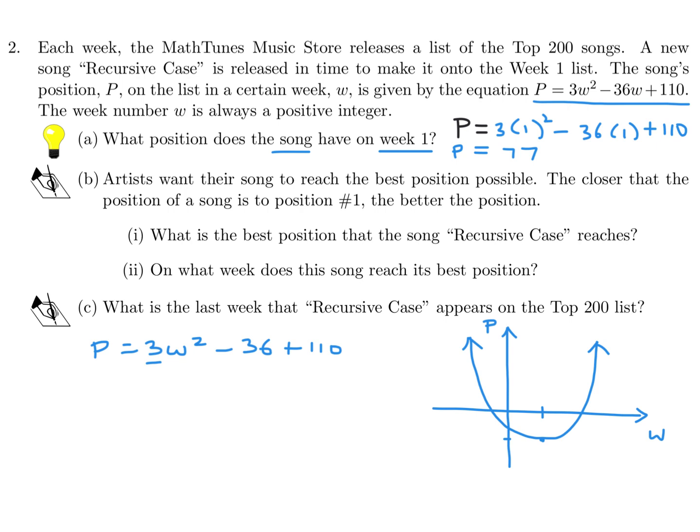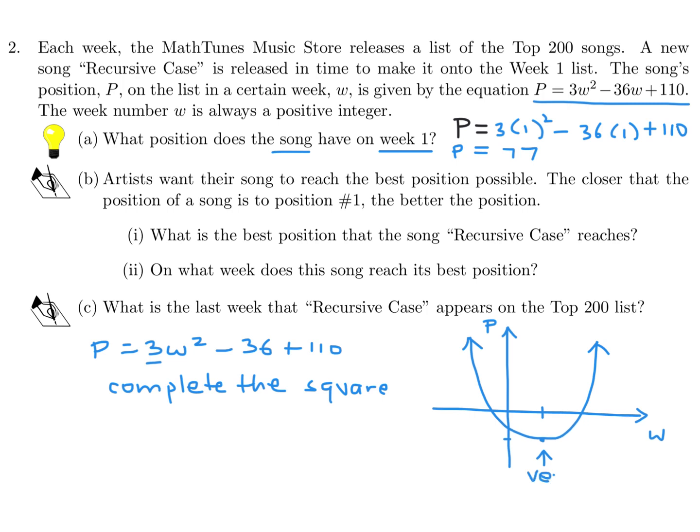So, for example, if the smallest position was 7, that means it's number 7 on the chart, which is pretty decent. It's close to number 1. So how do we find this point? Well, I think you just complete the square. You guys know how to do that, right? Complete the square. And when you do that, you find the vertex.